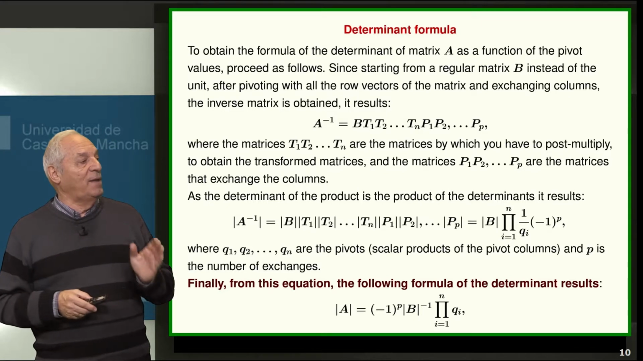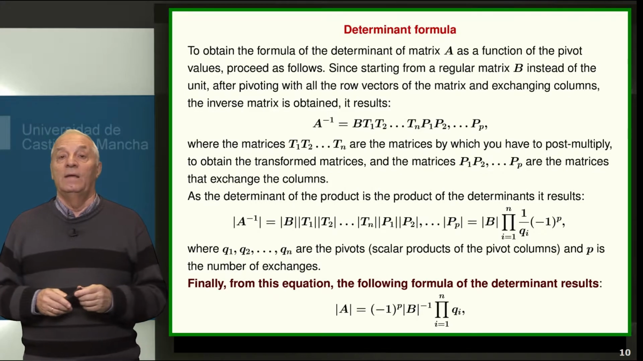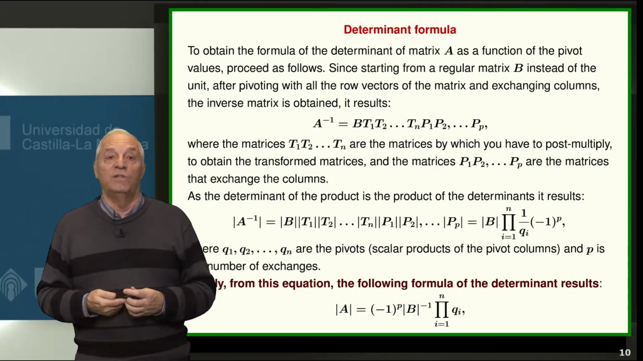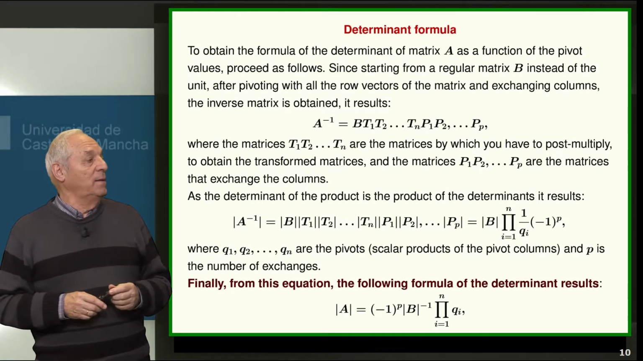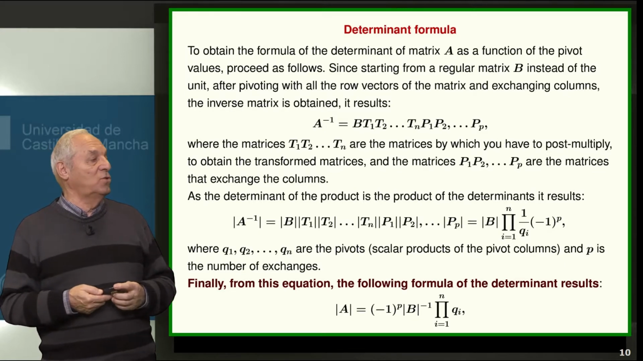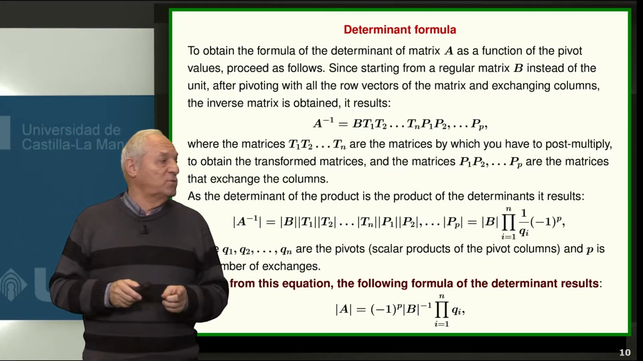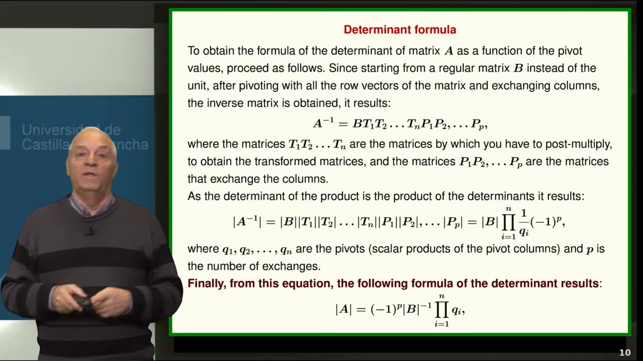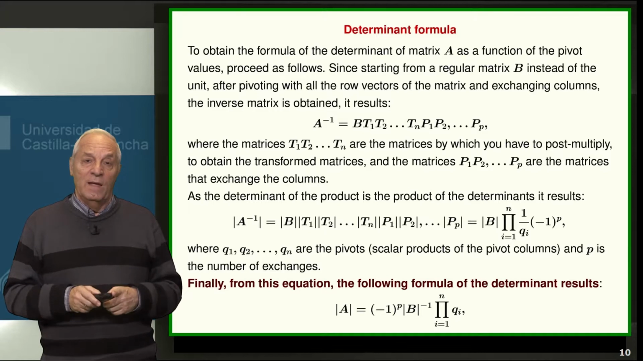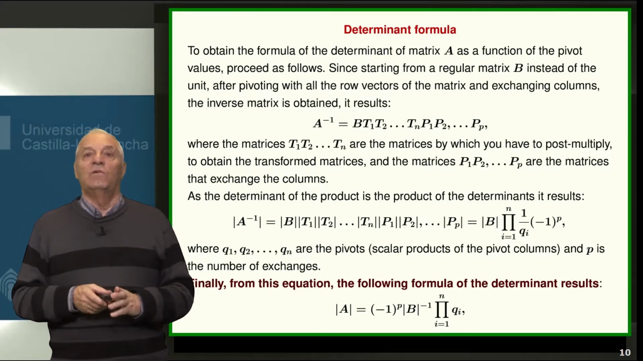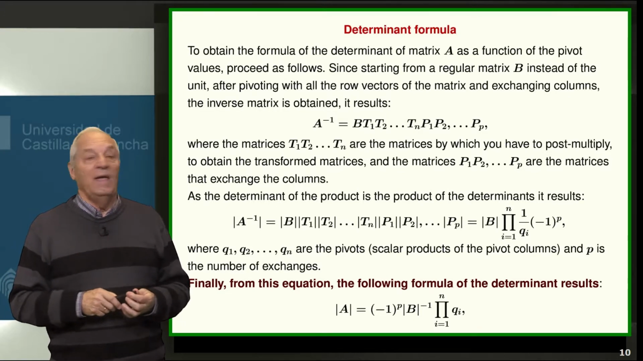How do you change the order of columns? With the type 3 transformation. If we apply as many transformations P1, P2 and Pp as required to place the columns in their place, we know that the result is the inverse of the matrix A. Therefore, that equation that you have there, the inverse of A equal to B times T1, by T2, by Tn, by P1, by P2, by P sub P, corresponds precisely to the pivoting algorithm.